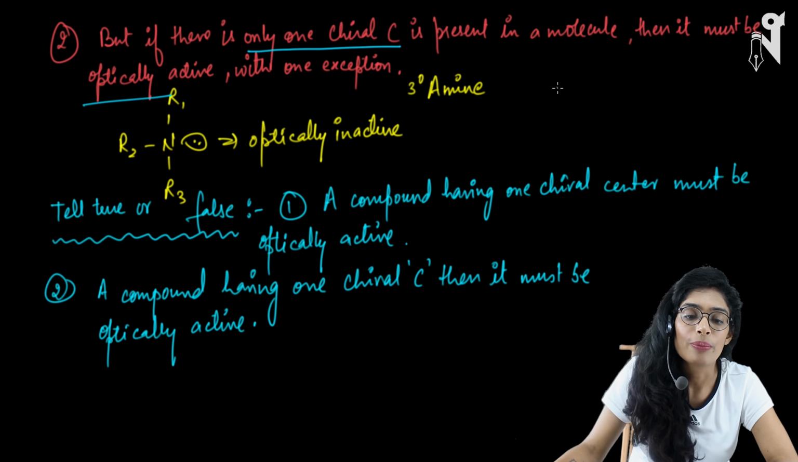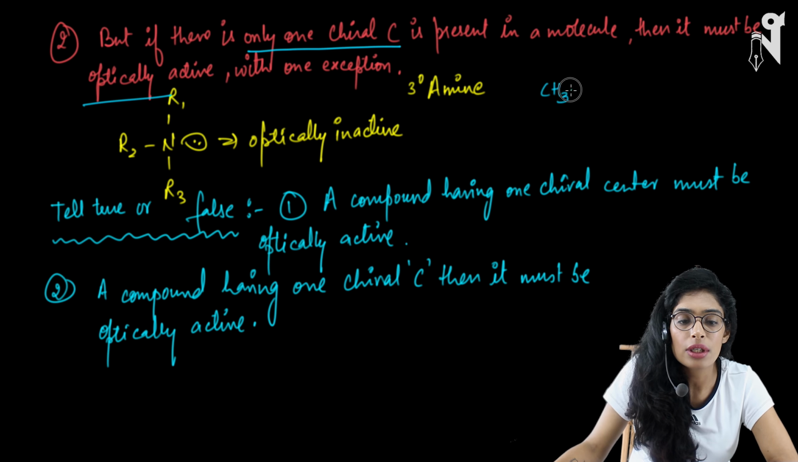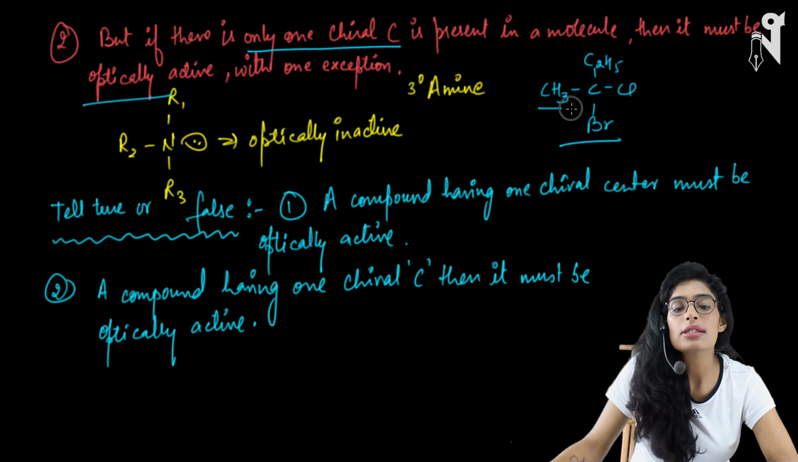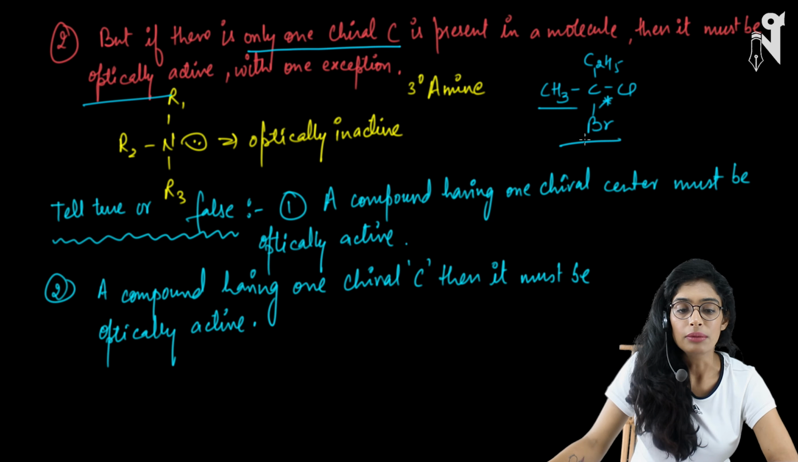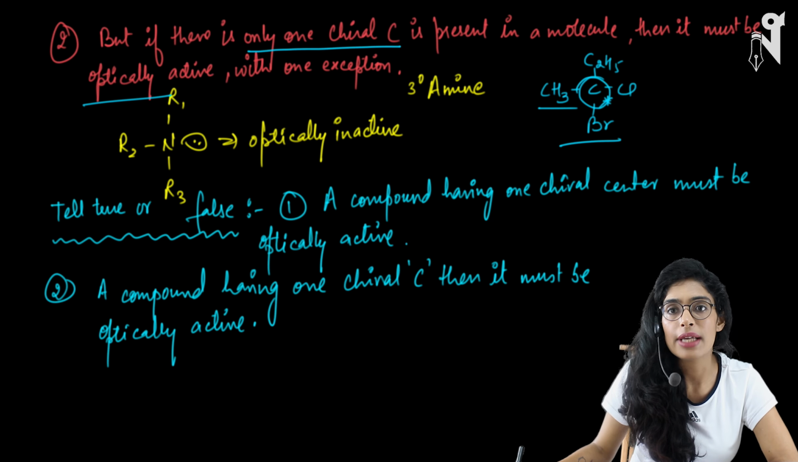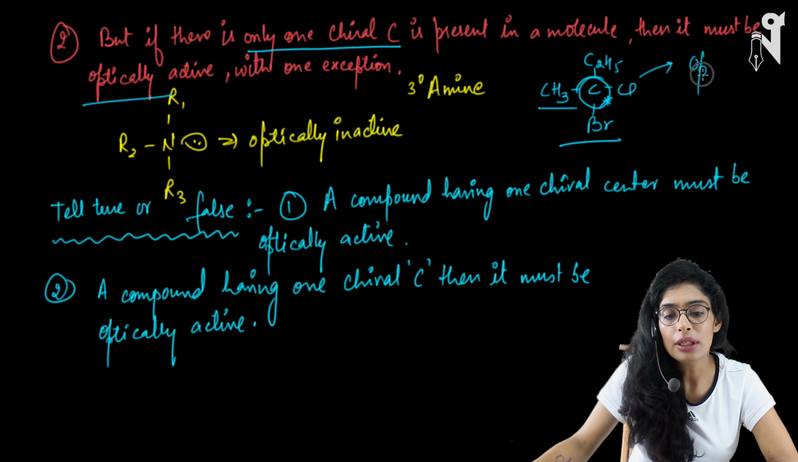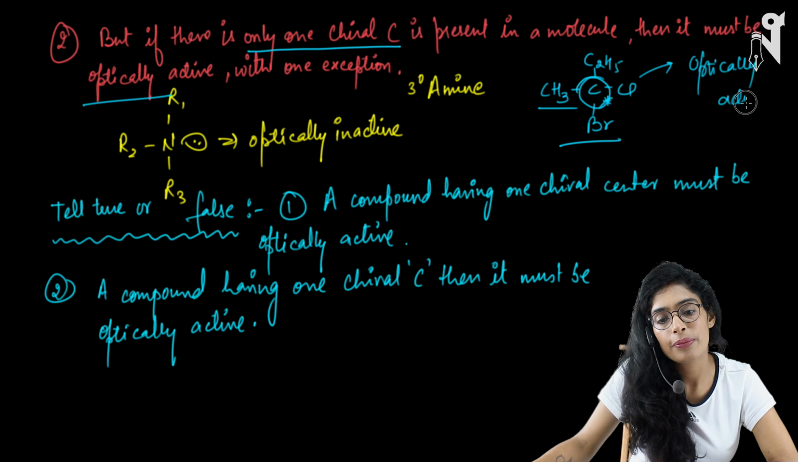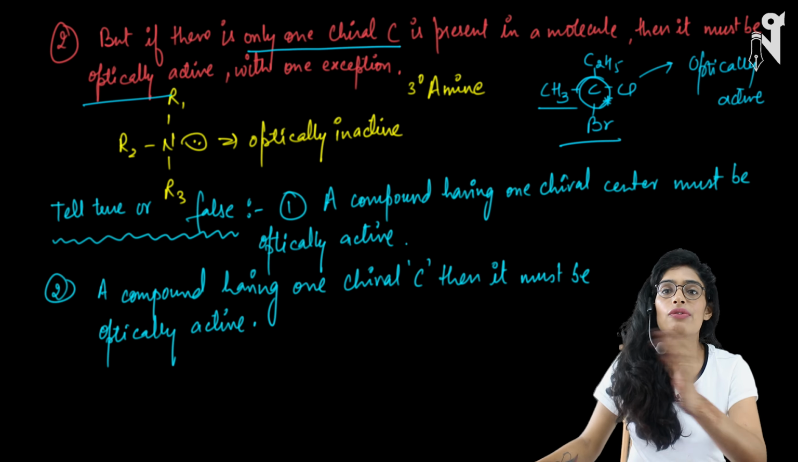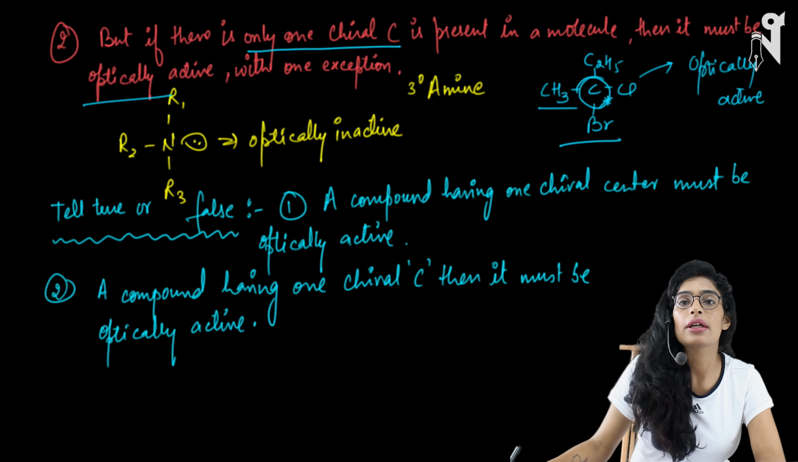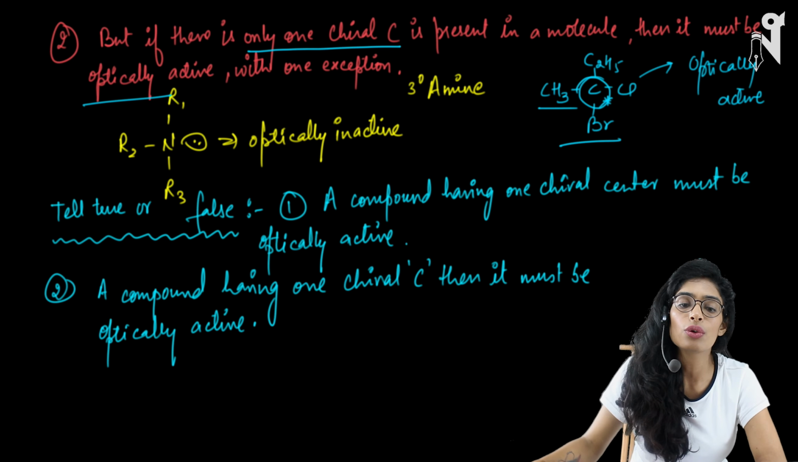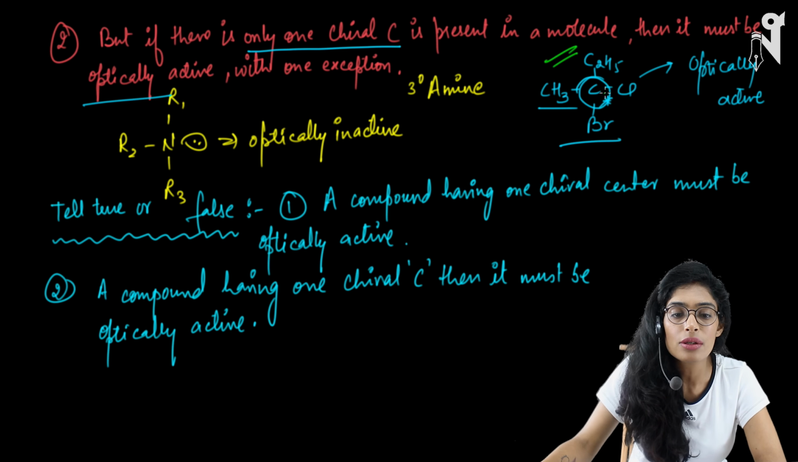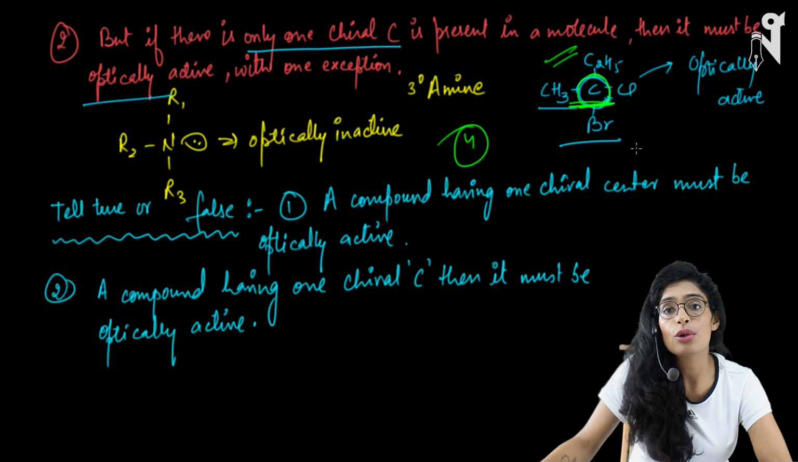What do I mean? Let me show you. Let's say I have a compound CH3, C2H5, Cl, and Br. In this compound, there is only one carbon, this carbon, which is a chiral center, and hence it will be optically active for sure. Why, we will learn going forward when we talk about symmetry and how symmetry affects the optical activity of the compound. For now just understand there is only one chiral carbon. The total number of carbons in this compound is 4, only one carbon is the chiral center, and hence this compound will surely be optically active.